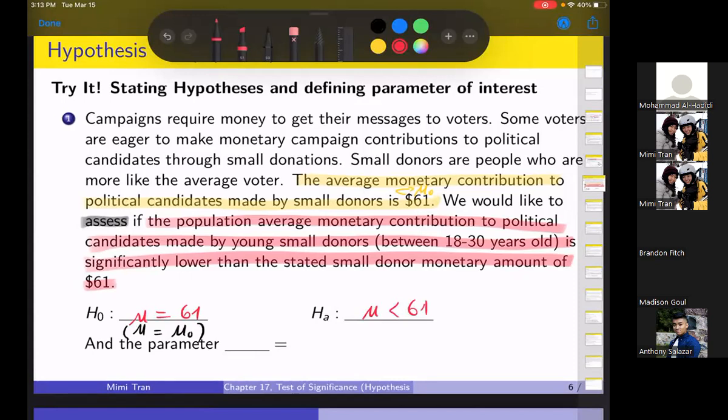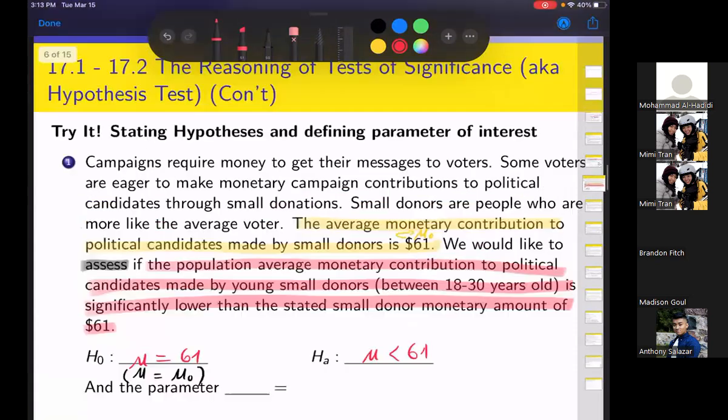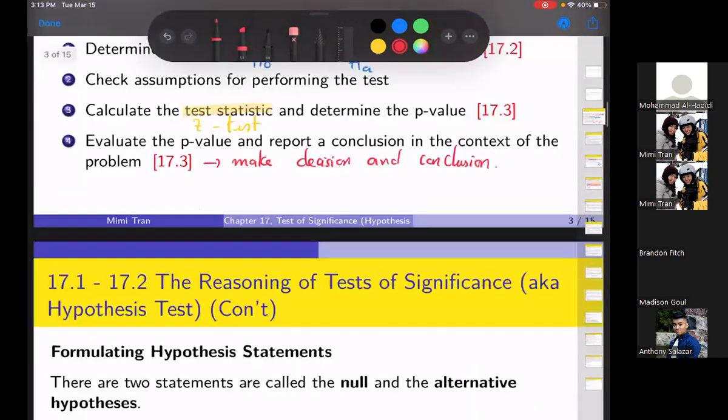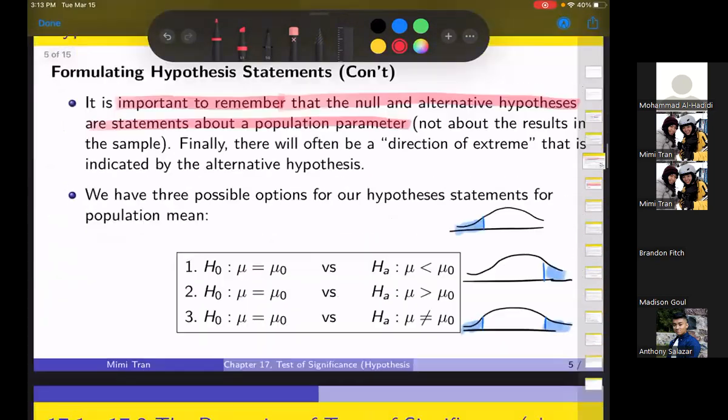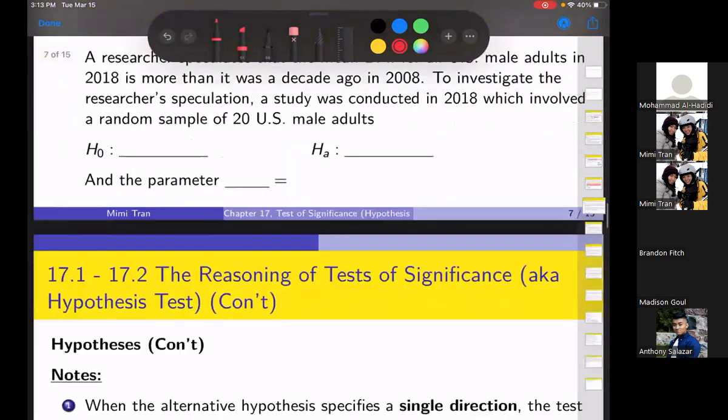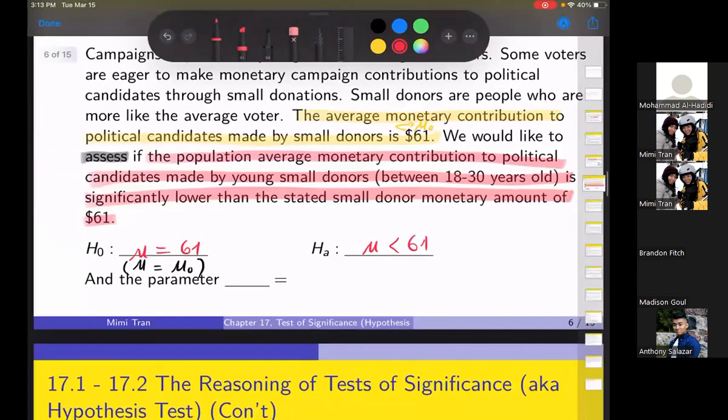What kind of tail do I have here? Left tail, right tail, two tails? Left tail. Did I skip a slide or something? No, I didn't. All right, so that's my H naught and HA.